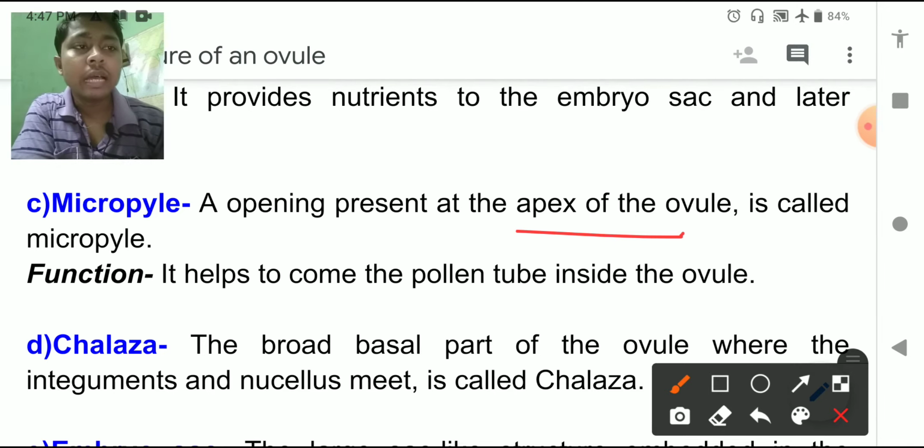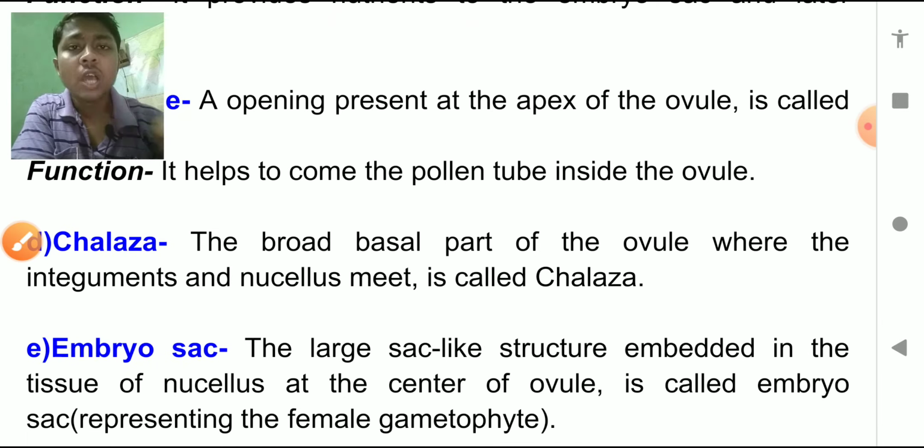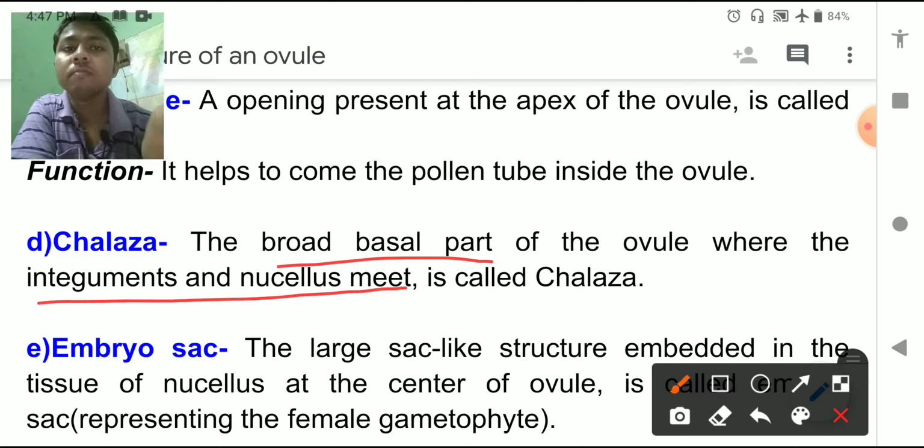Next we talk about the chalaza, or chaliza. The chalaza is basically the basal region, the basal part of an ovule, where the integument and nucellus meet. This is called the chalaza.